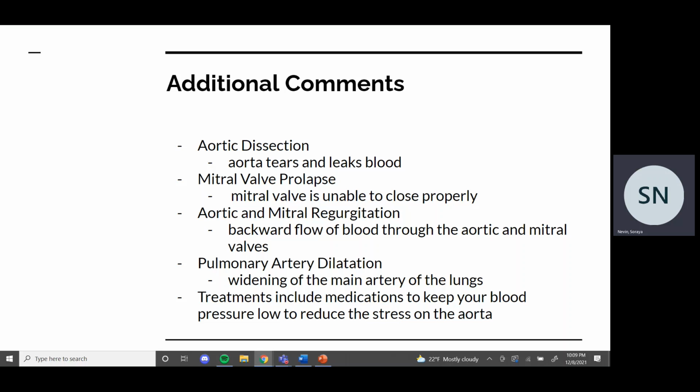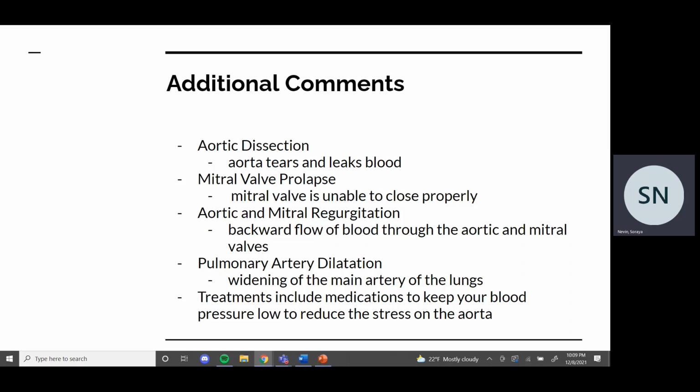So the aortic dissection causes the aortic regurgitation, and the mitral valve prolapse causes the mitral regurgitation. Some individuals may also develop pulmonary artery dilation, which is the widening of the main artery of the lungs, but that usually doesn't cause too many problems.